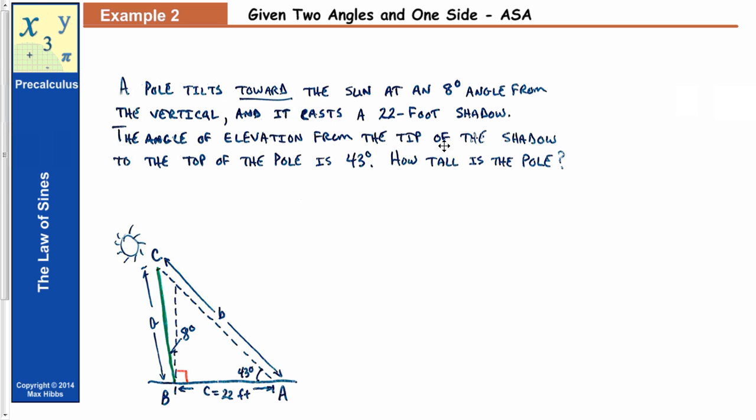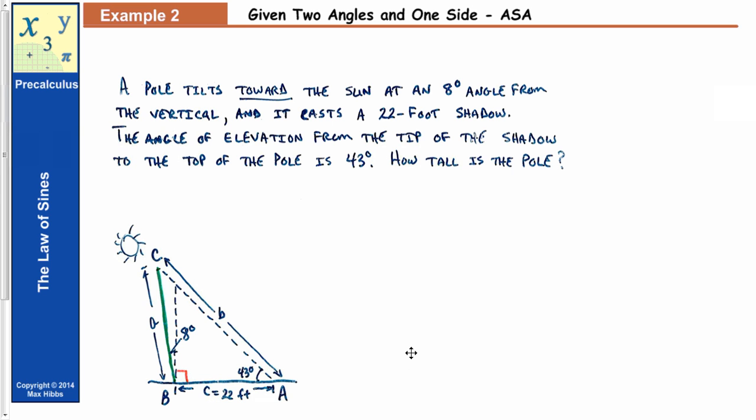The angle of elevation from the tip of the shadow to the top of the pole. So this pole is going to cast a shadow down here. The shadow is 22 feet long, and the angle of elevation from the tip of the shadow to the top of the pole is 43 degrees. So this angle is 43 degrees, and this is the length of the shadow, 22.